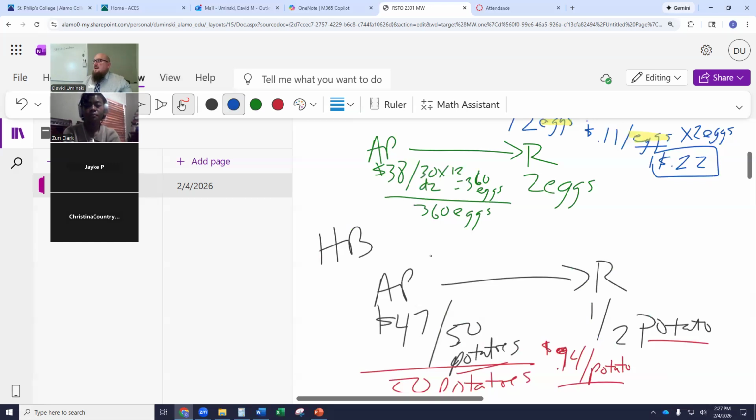But the biggest thing is start with this AP to recipe. It allows you to have that visual of where I'm starting. My 30 dozen eggs cost $38, but I only need the cost of 2 eggs. So it gives you that visual of where you start and where you need to finish. Okay? Questions, comments, concerns?